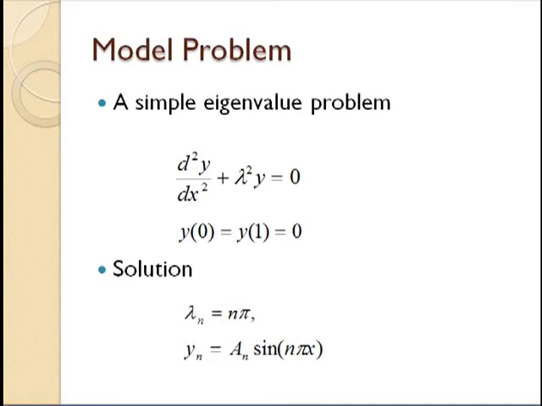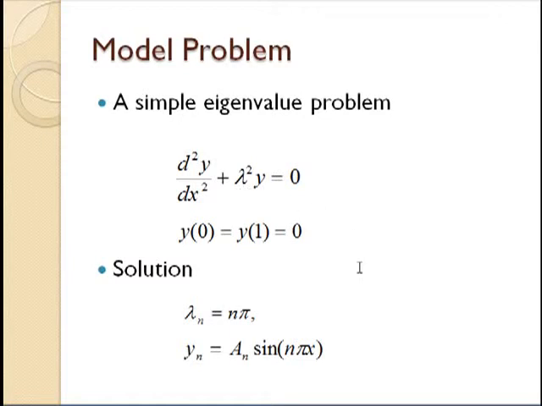So here's our model problem. It's a simple linear second order ordinary differential equation. y double prime plus lambda squared y is 0. Boundary conditions are homogeneous: y of 0 equals y of 1 equals 0. And this equation only has solutions for certain values of lambda.